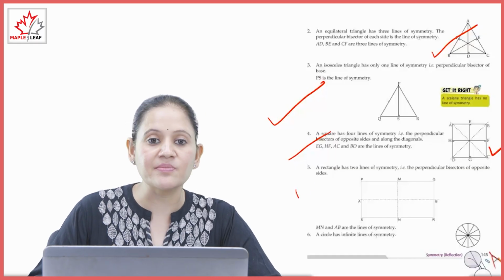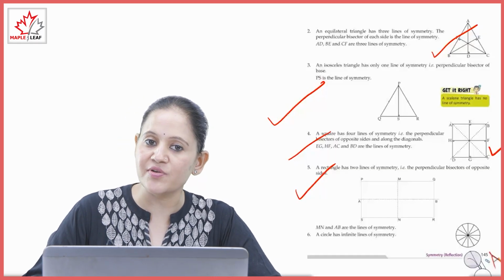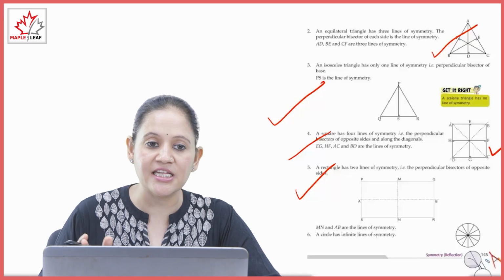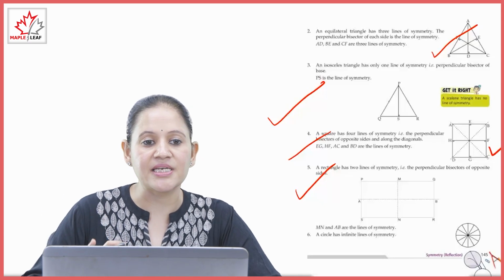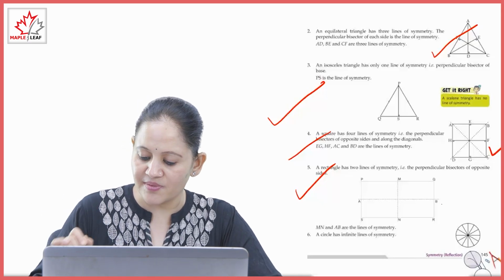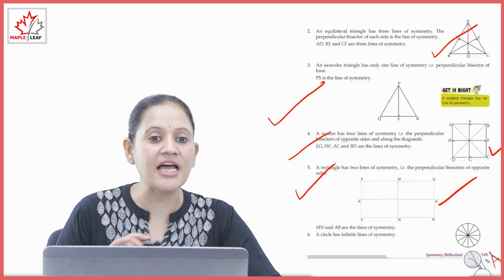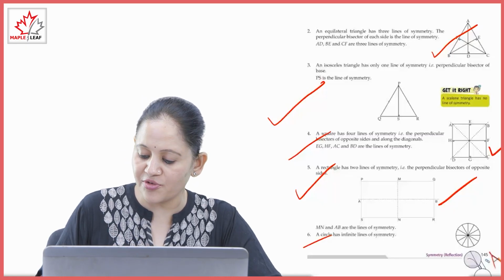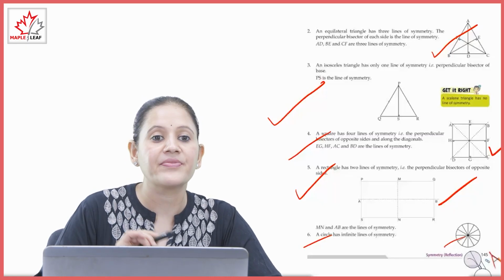A rectangle has two lines of symmetry because in a rectangle opposite sides are equal, so the perpendicular bisectors of opposite sides are the lines of symmetry. MN and AB are the lines of symmetry. A circle has infinite lines of symmetry. In a circle you can see infinite lines of symmetry.